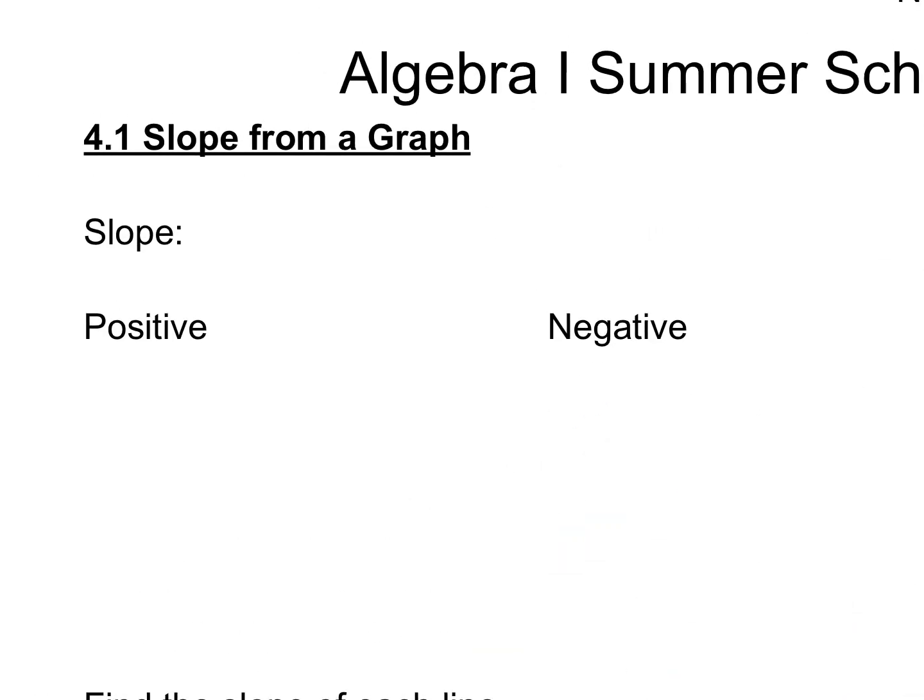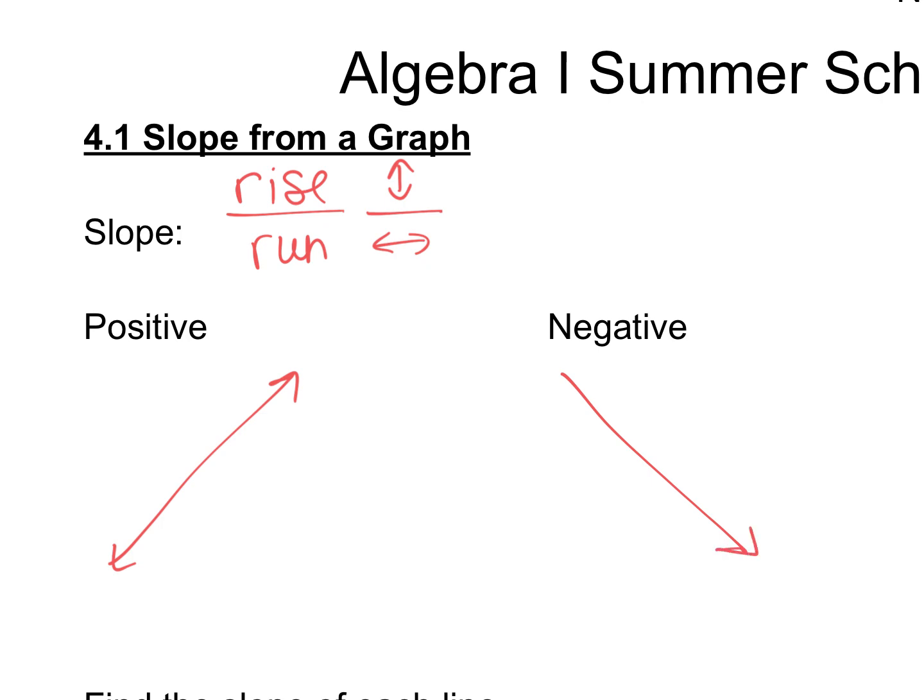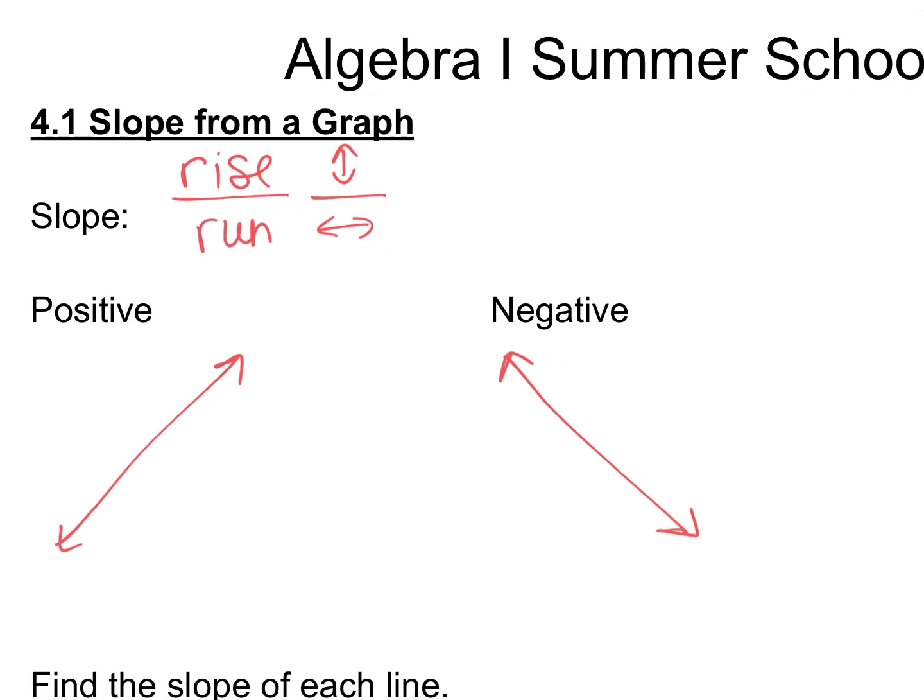So slope, this is huge. It is always rise over run, which means it's the up and down over the left and right. Okay, so whenever you're doing this, you read slopes like you read a book, from left to right. So if it is going up from left to right, that is positive. If it is going down from left to right, that's negative.